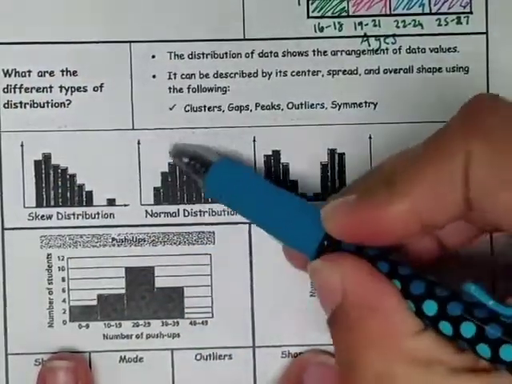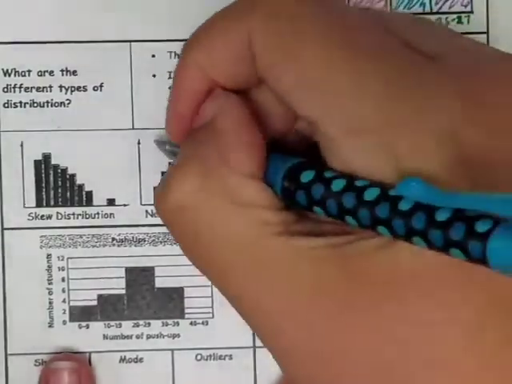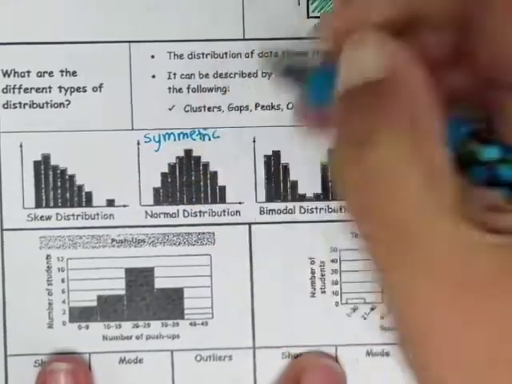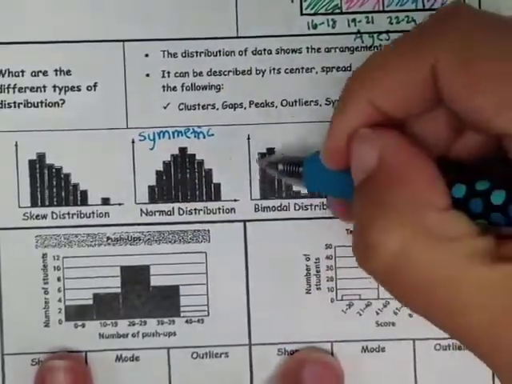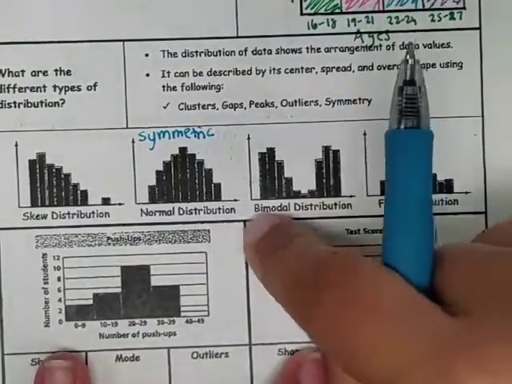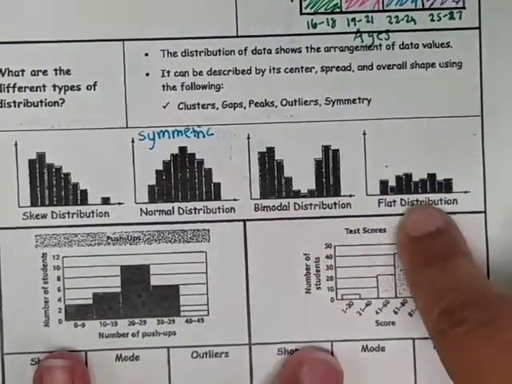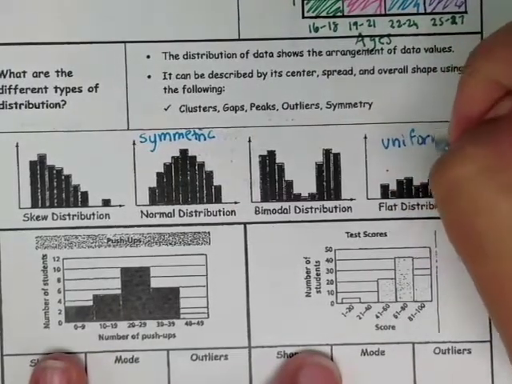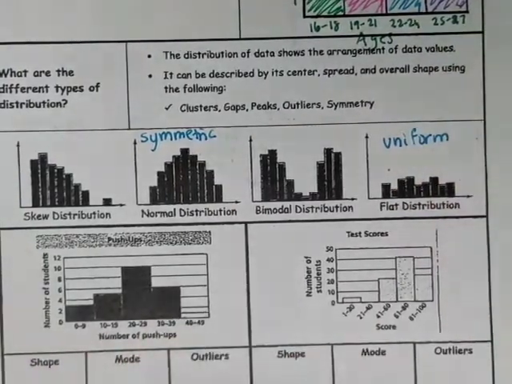This is a normal distribution. You might hear me call it symmetric or mound. This is a bimodal distribution because there's two modes. There's two mounds happening. So that's why it's bimodal, because bi stands for two. And then flat distribution, you might also hear me call this uniform, where it all looks the same going across, kind of like uniforms for a basketball or a baseball team.